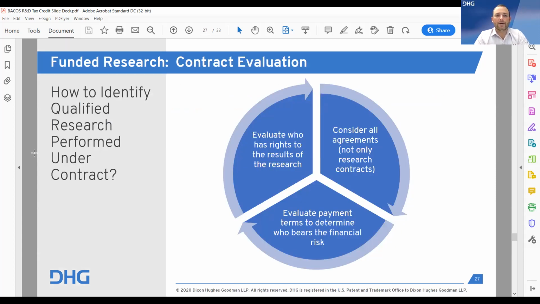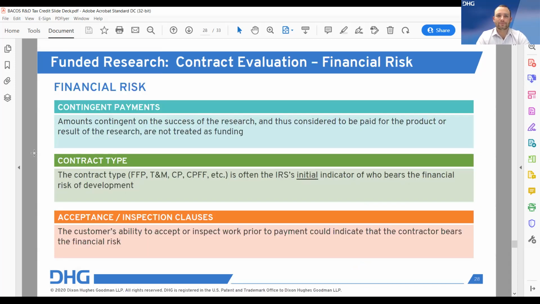Briefly here, what you want to look for is the contract evaluation. So you want to look at all the agreements, who has the rights to the results of the research, and then who has financial risk under the contract. Typically, that's going to be the contract type. So here in the middle of the page, that's the first indicator that the IRS will look to, is what is the structure of the contract.